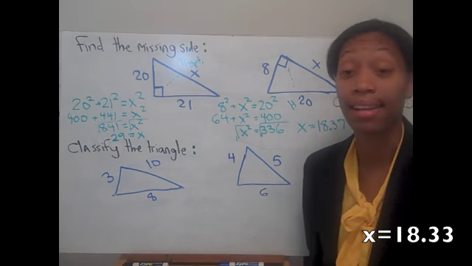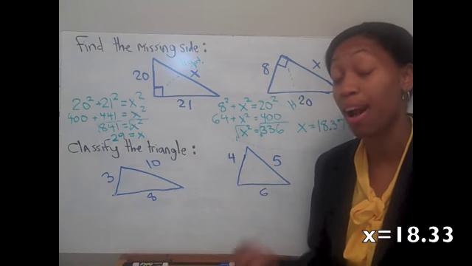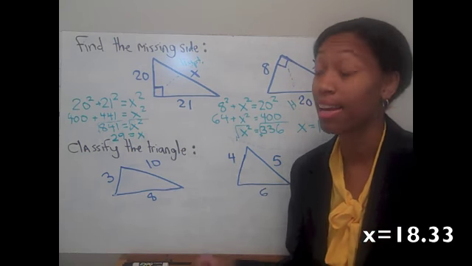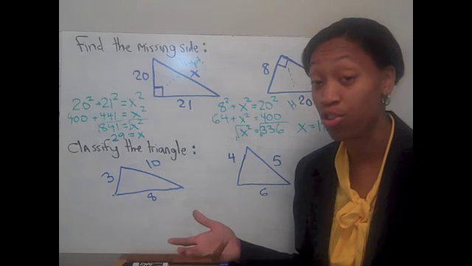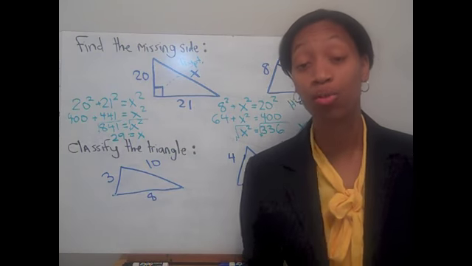18.3. Okay, so that's using the Pythagorean theorem. Now we can also use it to classify triangles. So now, what kind of triangle is this? Is it a right triangle? Is it an obtuse triangle? Is it an acute triangle?